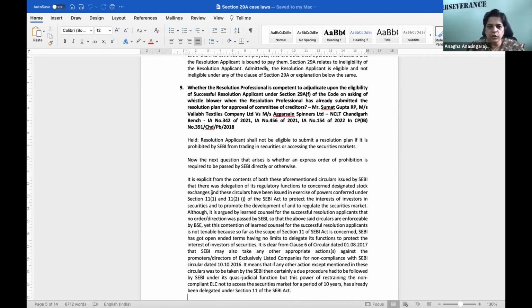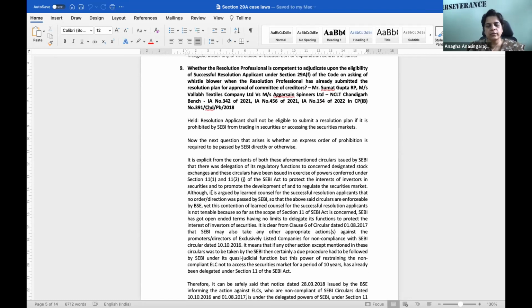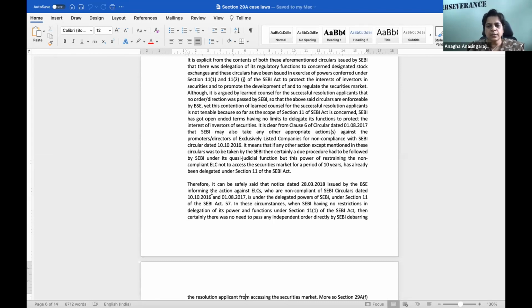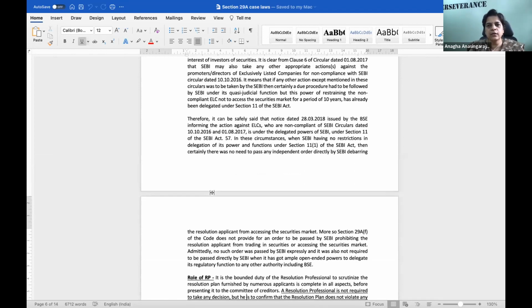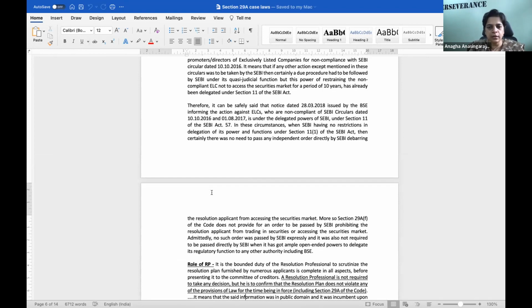But the question which arose was on what basis has the RP decided that this person is not eligible? So various facts were discussed in this particular case, and the fact that this particular person is not eligible under the SEBI guidelines. I mean, SEBI had declared him not eligible to be trading in the securities. This fact was available on the website of SEBI, is what was found out, and the resolution professional has failed in his duty to go and check it from the SEBI website.